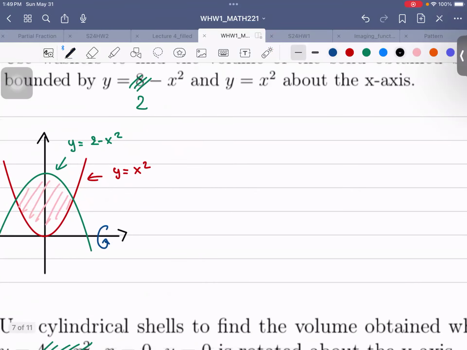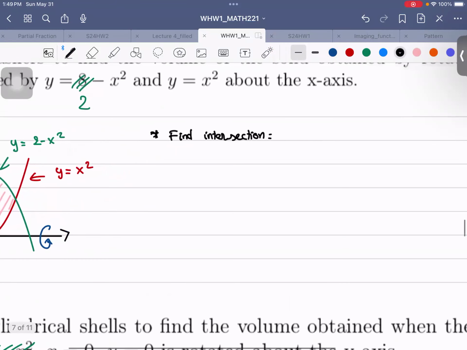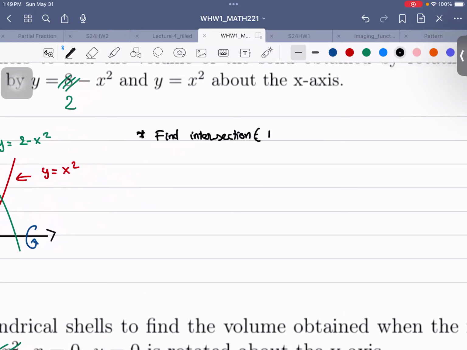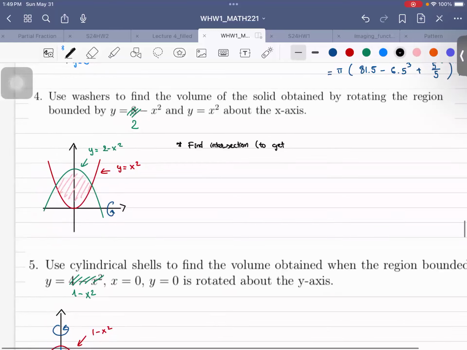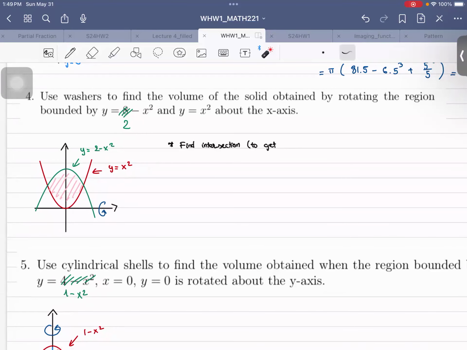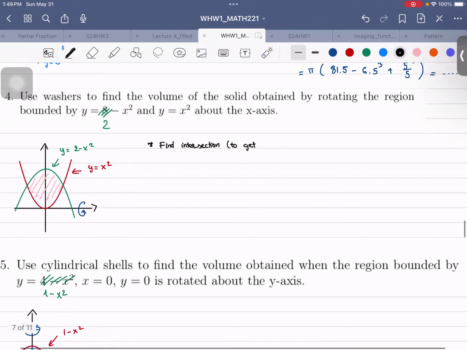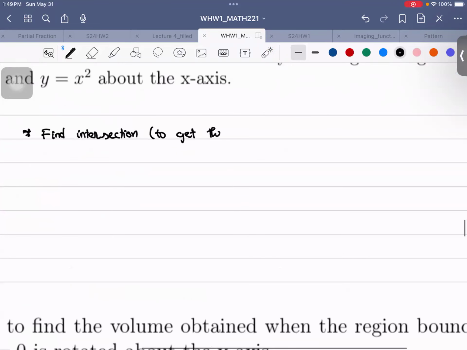So firstly, we're going to find the intersections, or we find the bounds. Sometimes the question will give you the bounds. But if the question doesn't give you the bounds, you have to find the intersection between the curves that are given in the question. Then you can find the bounds.